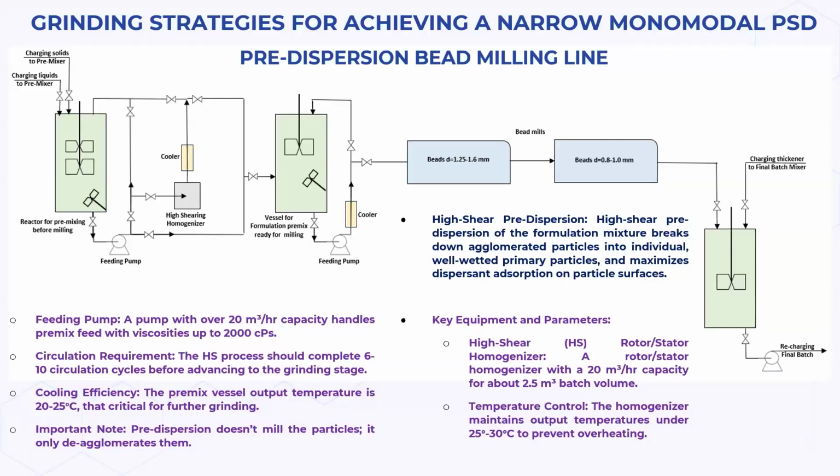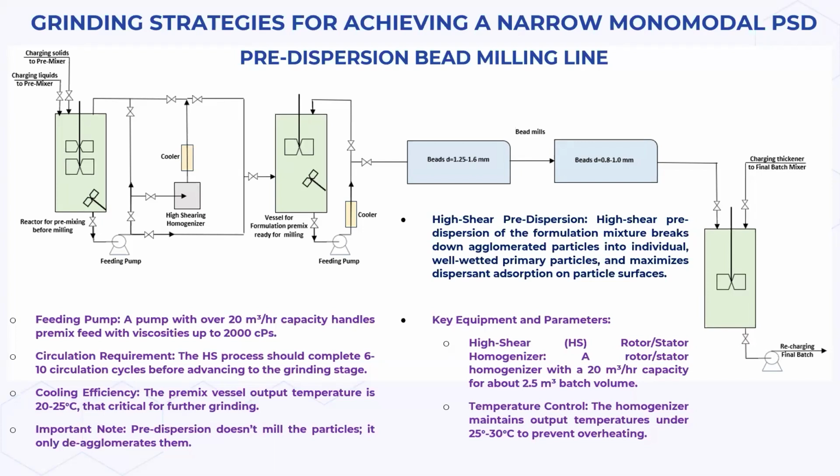Now let's talk about the predispersion SC line. This slide outlines the SC formulation grinding process, starting with the predispersion stage. Ideal when active ingredients share similar physical properties. The process begins with high shear predispersion using a rotor stator homogenizer. This step breaks agglomerates into well-wetted primary particles and ensures dispersants fully adsorb onto their surfaces, preparing the premix for efficient grinding.